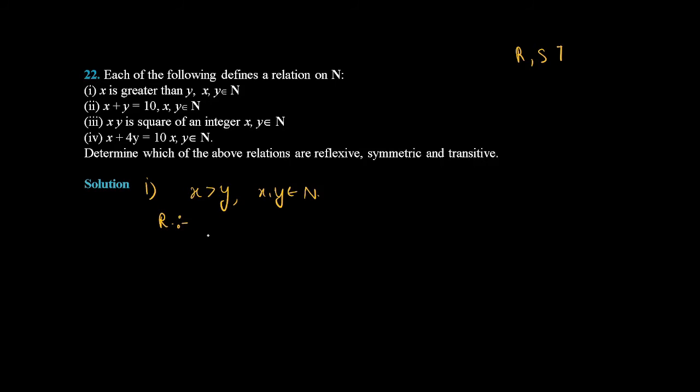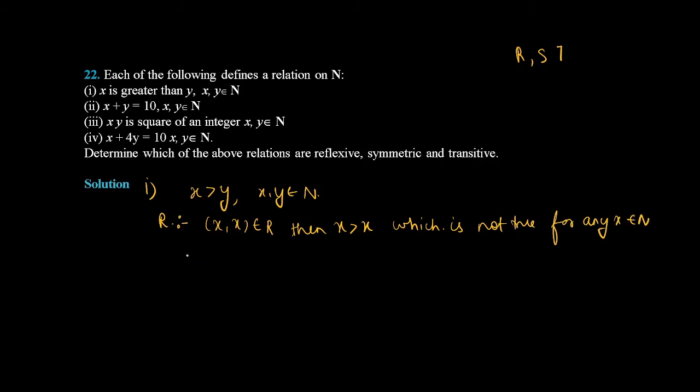Okay. So is it a reflexive relation? If I am taking an ordered pair (x, x) belongs to R, so can I say that x is greater than x? Is it true? Which is not true, obviously, because any number cannot be greater than itself. These numbers are equal, which is not true for any x belonging to the natural numbers. So therefore R is not reflexive.